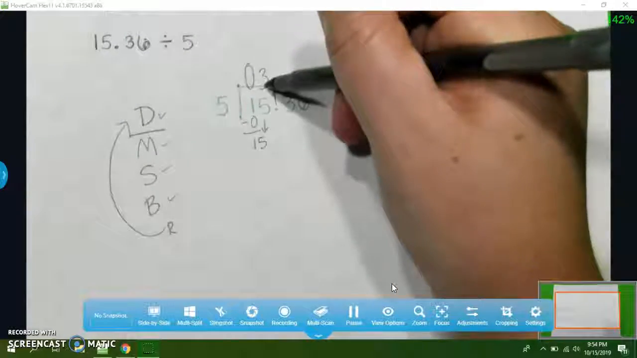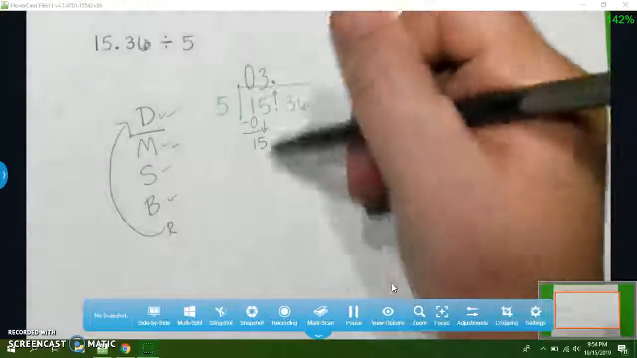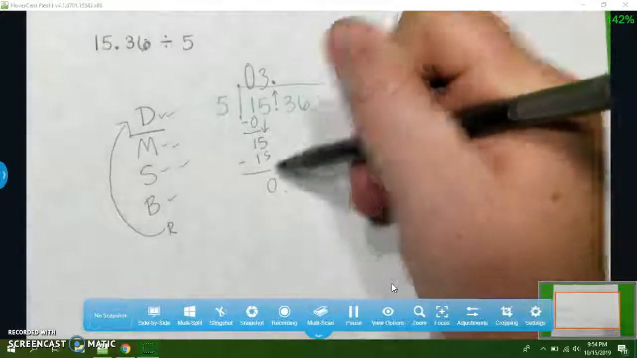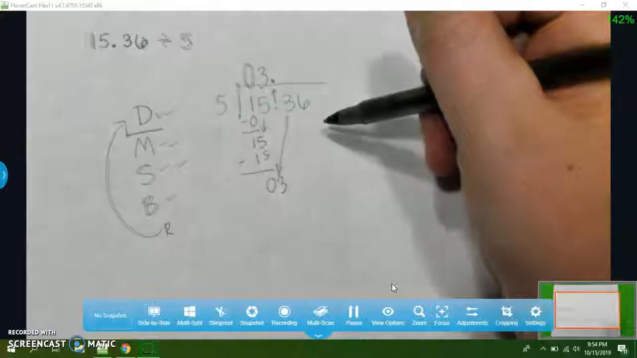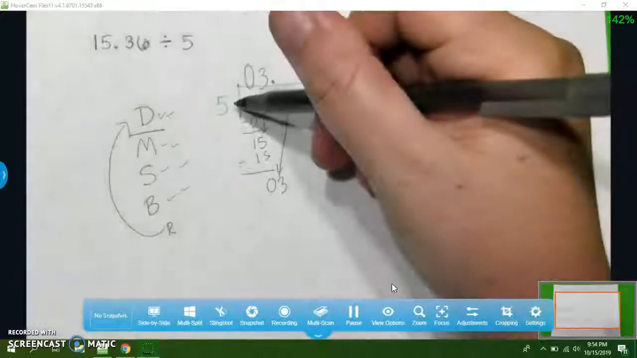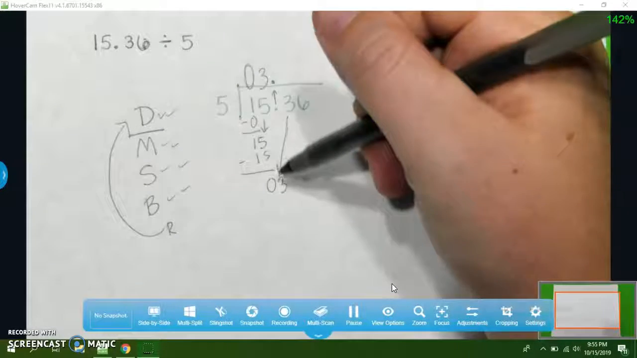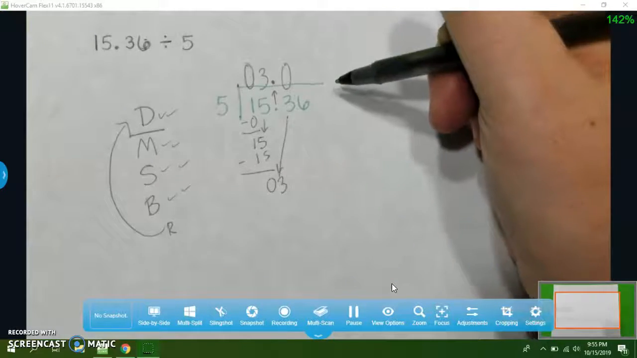And I've got another number lined up. 5 times 3, my multiply step, 15. Subtract, and bring down my next digit, which will be a 3. So now I'm starting all the way back to the top with my new number. 5 into 3. If I wear a size 5 shoe, I cannot fit into a size 3, so that's going to be a 0 up here.